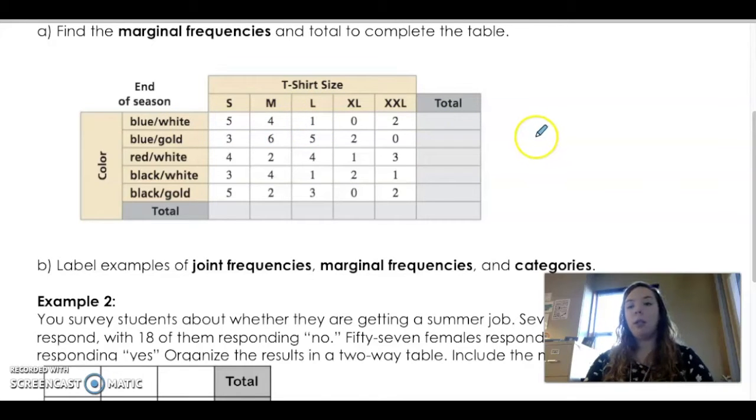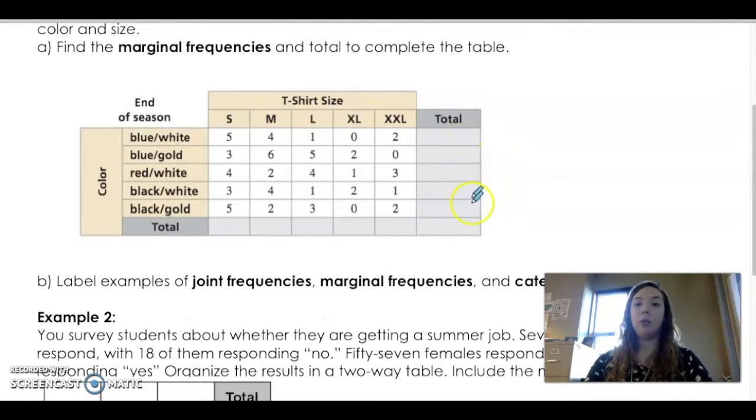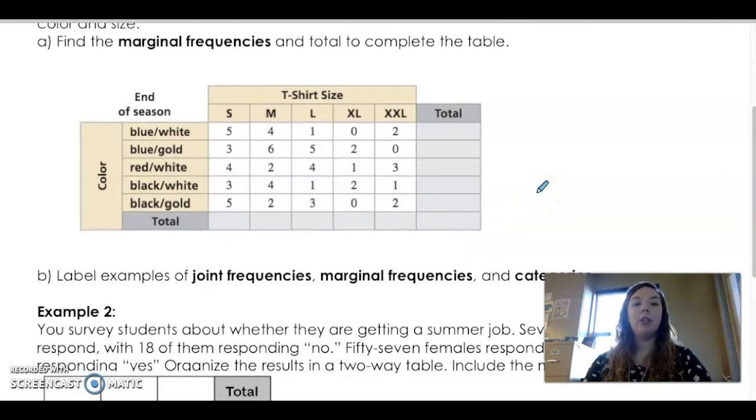So we do like to total these things up. Right now we're talking about marginal frequencies, which are these gray totals. But when we talk about percentages and joint frequencies, it's really helpful to have the total. So here we're simply going to add them up. 5 plus 4 plus 1 plus 2 should give us 12. And then here 9, 14, 16. And then 14, 7, 8, 10, 11, 7, 10, 12.